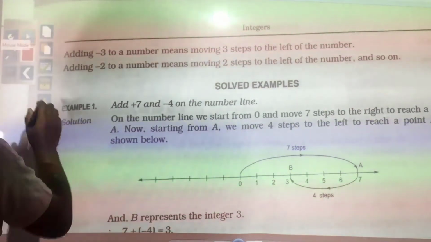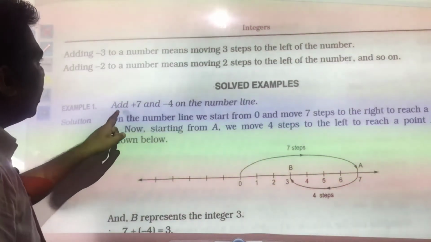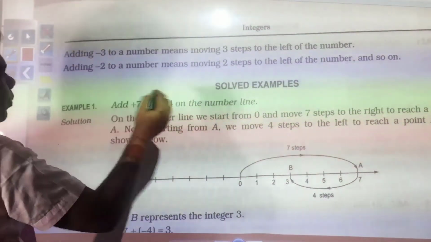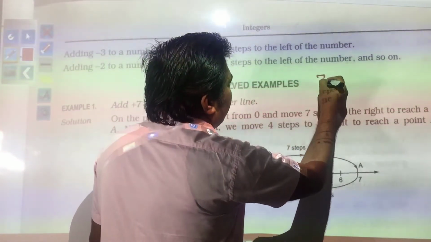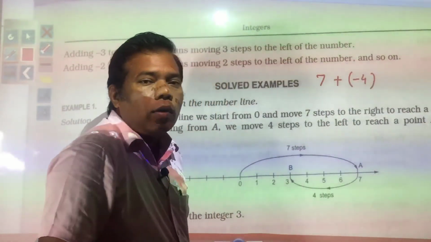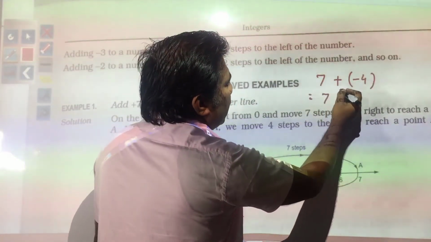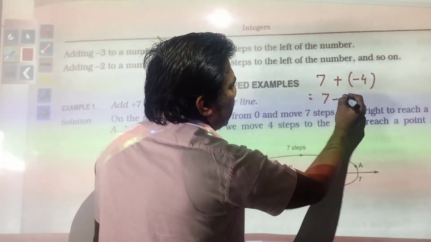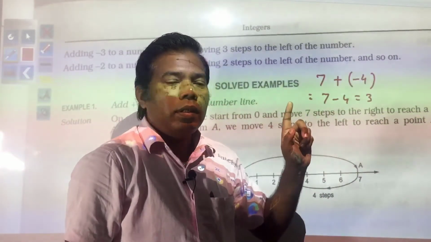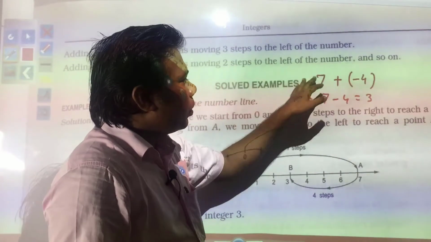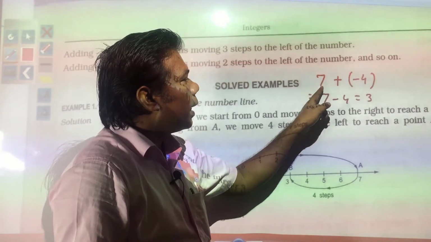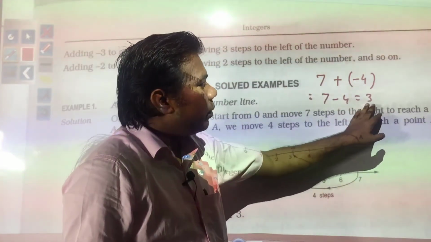Here you have one example. Add plus 7 and minus 4 on the number line. If you want to understand, suppose 7 is required to be added with minus 4, then how will we simplify? 7 and plus into minus will be minus 4, it means 3. It means if you have any negative integer that is required to be added to a positive integer, that number is simply subtracted from the given number, and we have got 3.